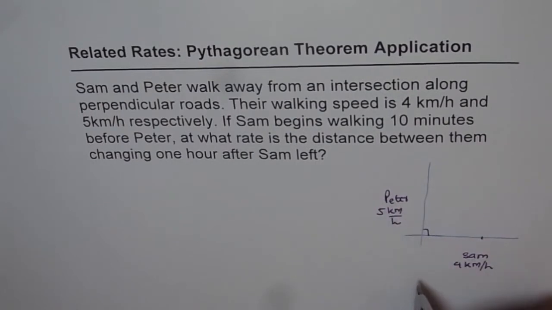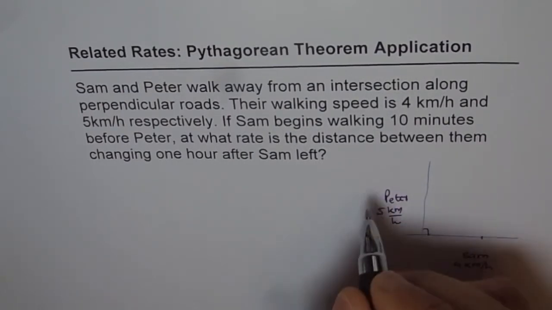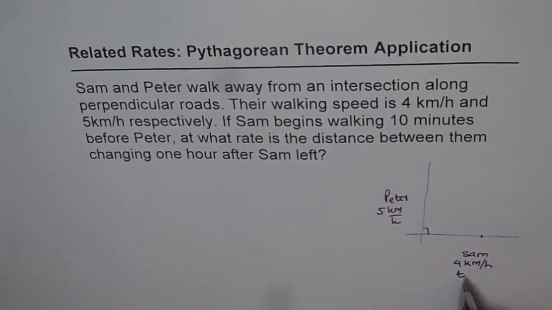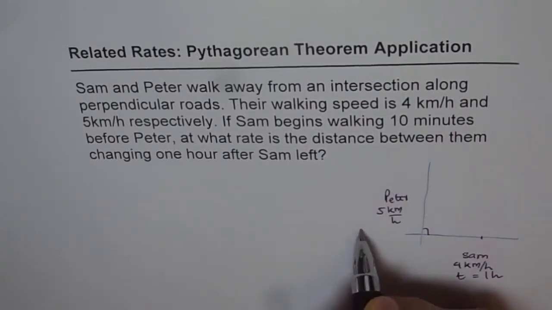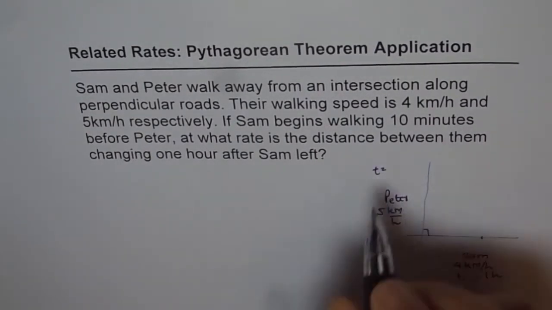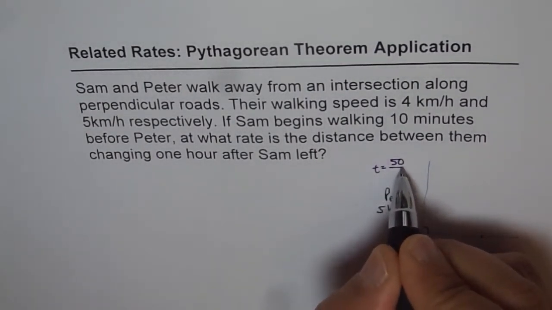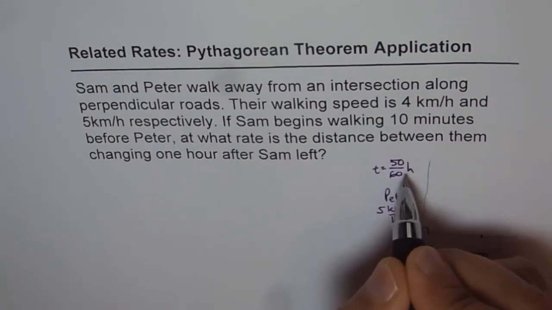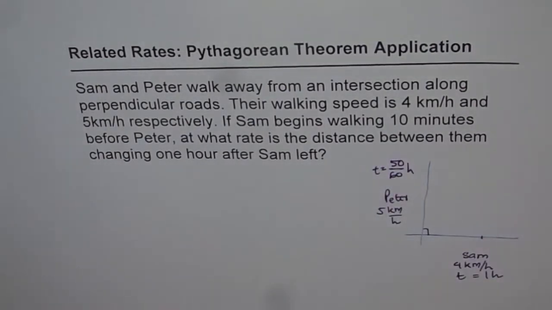But Peter started late. So time for Sam actually will be 60 minutes or 1 hour. And for Peter, time will be how much? Time will not be 60 minutes. It will be 50 minutes. So it will be 50 over 60 parts of an hour. Remember that. So this is the real change as compared to the previous question. Do you understand? Otherwise, it's exactly the same question, right?